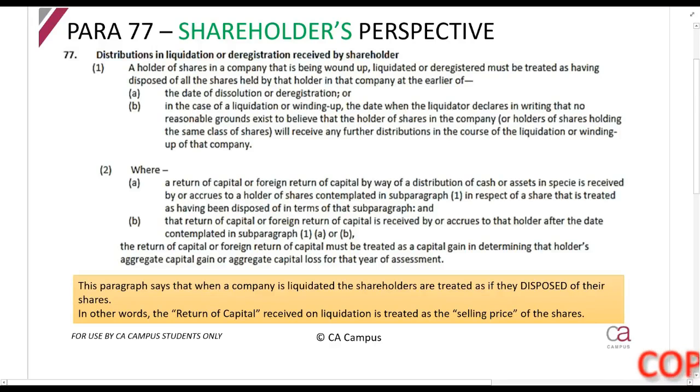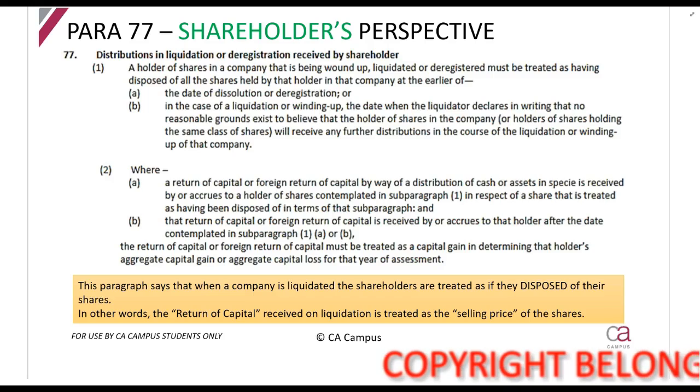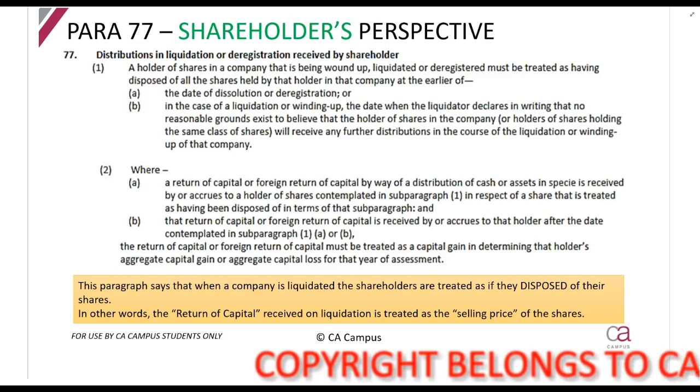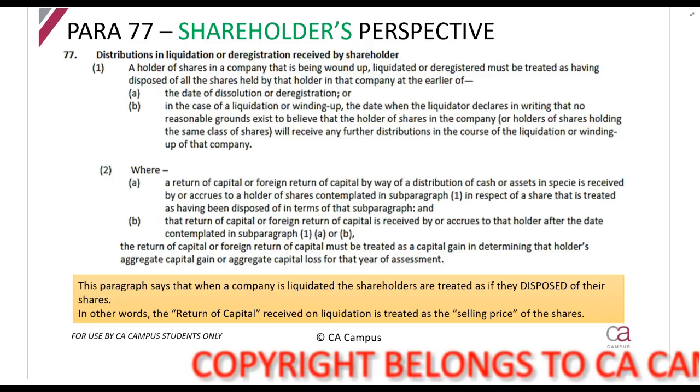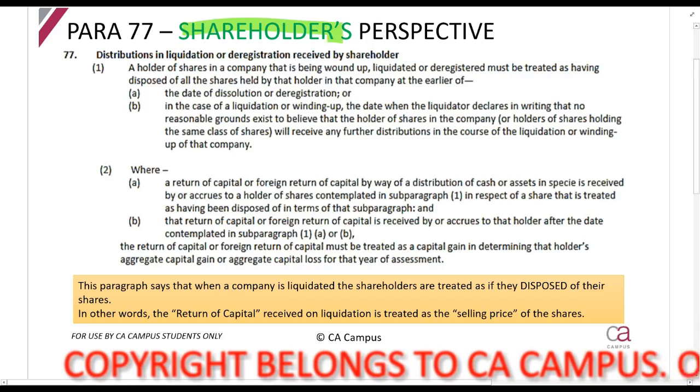So we've now looked at the company's perspective in a liquidation. When a company is liquidated, it will turn all of its assets into cash. It will pay its liabilities, including the amount owing to SARS. And that's the company's perspective. It will then pay out an amount to the shareholder. We're now looking at the shareholder's perspective. What happens to that amount that the shareholder receives?